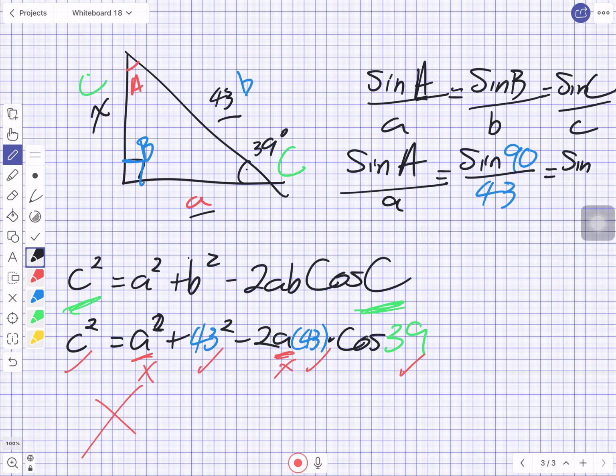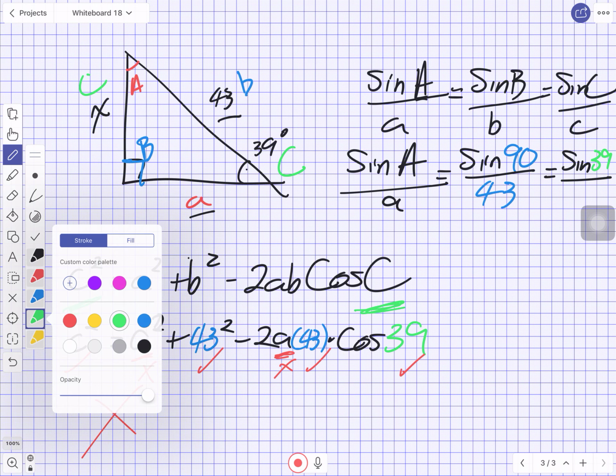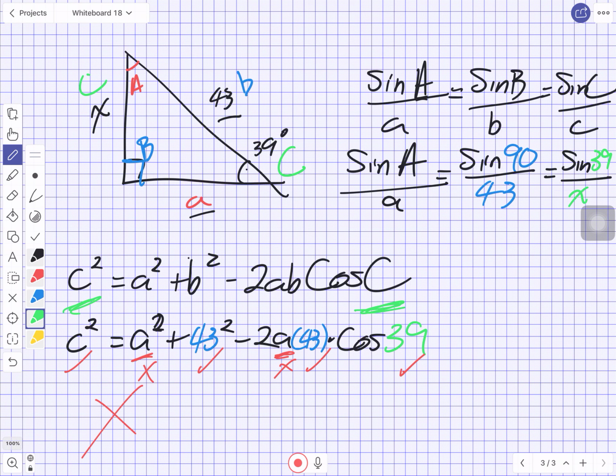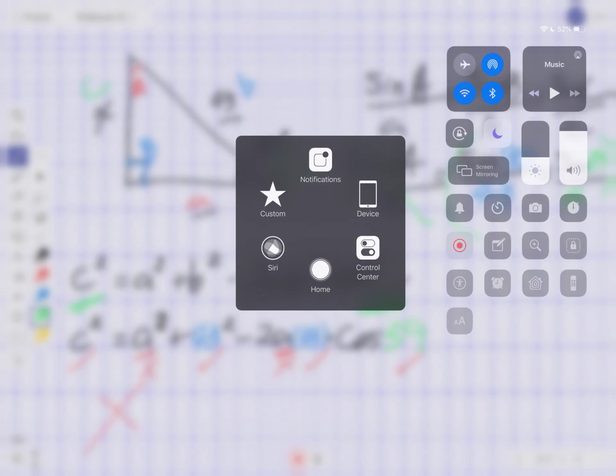We have sine C, 39, over, and side C was our X. We're going to call it, I guess I'll write it in green here. That's our X. Okay. So this is great. This one would drop off, and we now know to use that one, okay? So let's complete that now. We'll finish this up. We'll do that on our own off video.